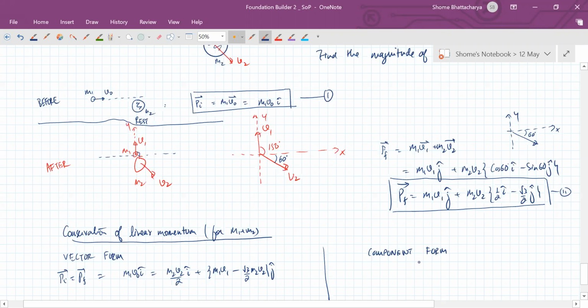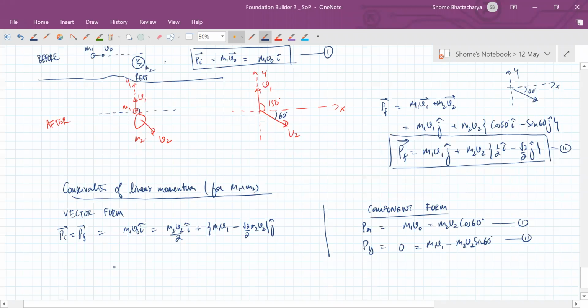If we apply conservation of momentum in component form, the x component of momentum in the first diagram is m1 v naught. In the second diagram it is m2 v2 cos 60. The y component of momentum in the first diagram is 0. In the second diagram it is m1 v1 minus m2 v2 sin 60. So we can solve it as two independent equations. We have m1 v naught is equal to m2 v2 by 2, comparing the x components, and m1 v1 minus root 3 by 2 m2 v2 is equal to 0.